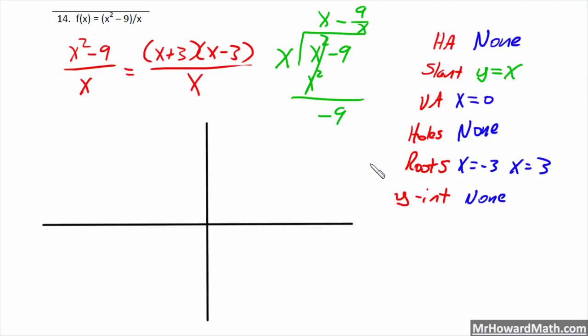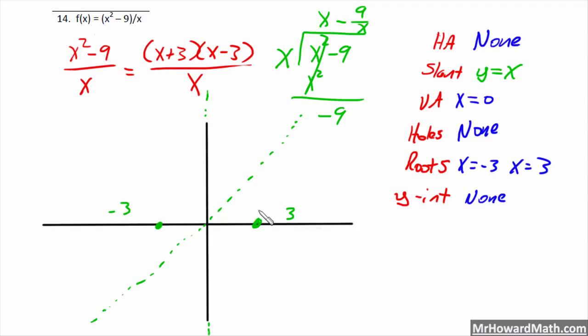Now we have everything that we need to sketch it. So we have a VA here at x equals 0, so right on top of the y-axis. We have a slant asymptote of y equals x, so that's a slope of 1 through the origin here. And we have roots at +3 right here and at -3 over here. Change that a little bit, put it right there.